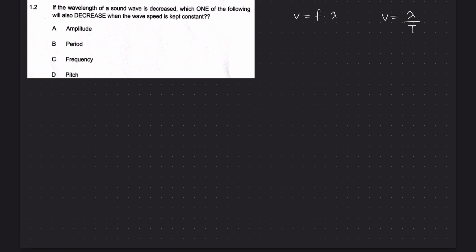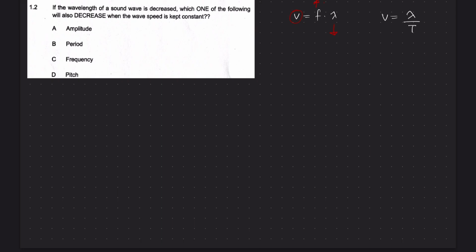Question 1.2. If the wavelength of a sound wave is decreased, which one of the following will also decrease when the wave speed is kept constant? So, as we know, there are two formulas that we can use to calculate the speed of a wave. The first formula is V equals F times lambda. And the second one is V equals lambda divided by period. Now, if they decrease the wavelength, let's look at the first formula. If we decrease the wavelength and V is constant, it means that the frequency must increase.